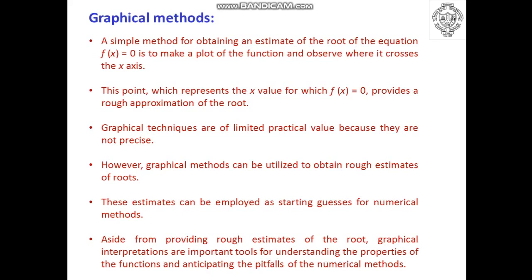That is, in bracketing methods, for the bisection method and for the regula falsi method, you need to guess the two initial values of x, and for that purpose you need some graphical method to guess those initial values of x. Aside from providing rough estimates of the root, graphical representations are important tools for understanding the properties of a function and anticipating the pitfalls of the numerical methods. The pitfalls are nothing but the limitations of numerical methods.